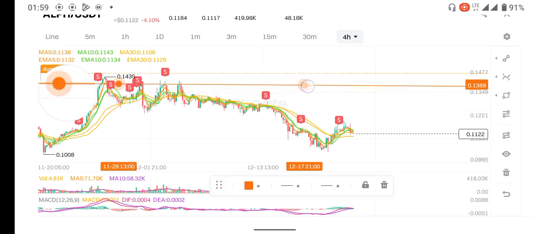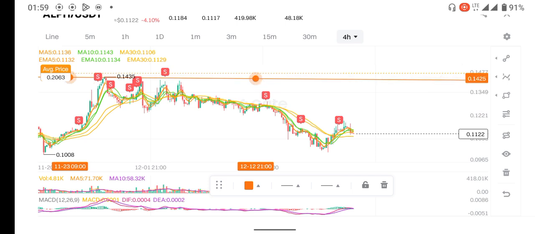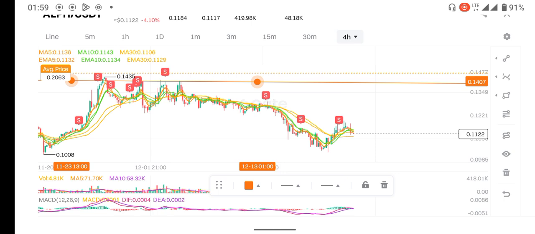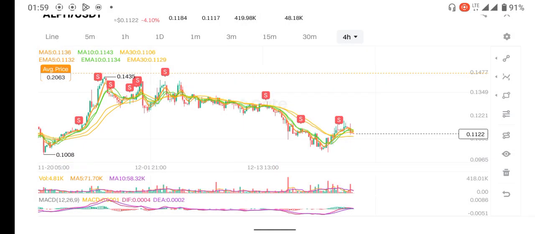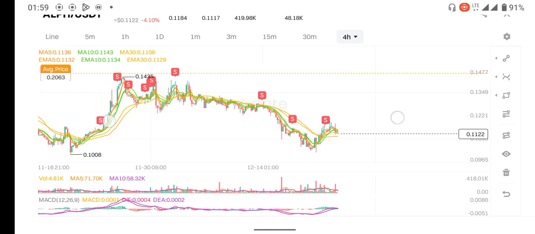Let's take the candle up. Let's see what we have here. This is a strong resistance point we have at 0.14. Okay, that's a very critical point for us. So whenever it breaks 0.14, we expect the price to rally back to 0.2.